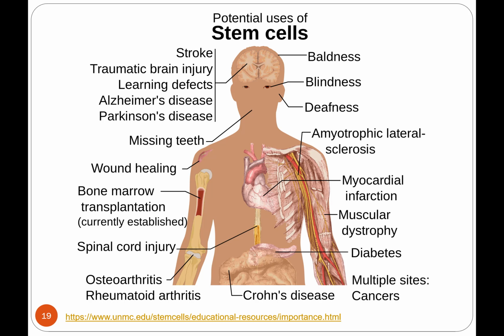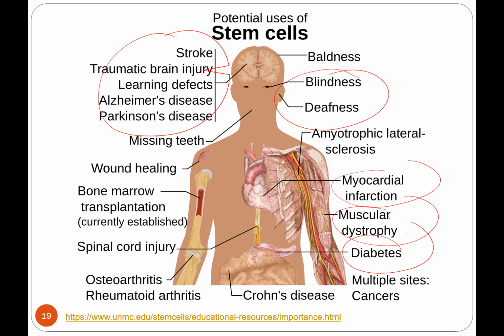What I think is really cool is there's a lot of potential research looking at the use of stem cells. So things in the brain, right? Blindness, deafness, heart, muscular dystrophy, diabetes, cancer, spinal cord injury, bone marrow transplant, wound healing. I love missing teeth. I haven't really looked into that, but that'd be kind of fun to grow some teeth. So this is the fun stuff we're going to talk about in class, the potential uses that you have found and you have learned about for stem cells.